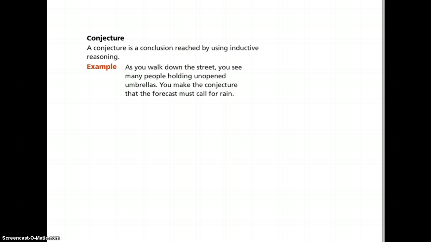Yeah, going back to a conjecture, like I said, it's our conclusion. It's our guess about what's going to happen based off of our pattern. So as you walk down the street, you see many people holding unopened umbrellas. You can make a conjecture that it might rain today. The forecast is calling for rain.